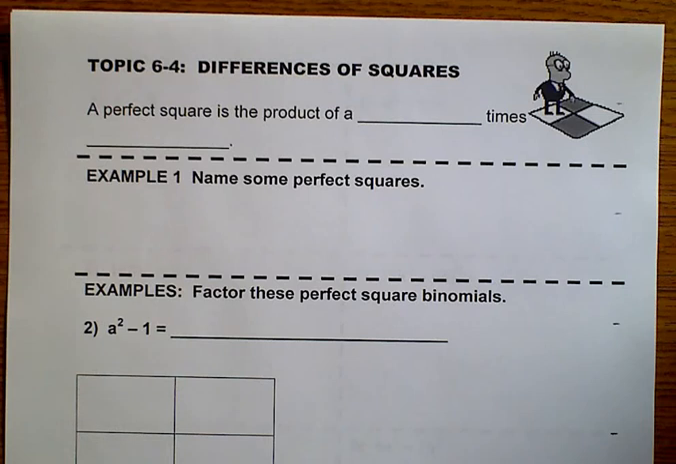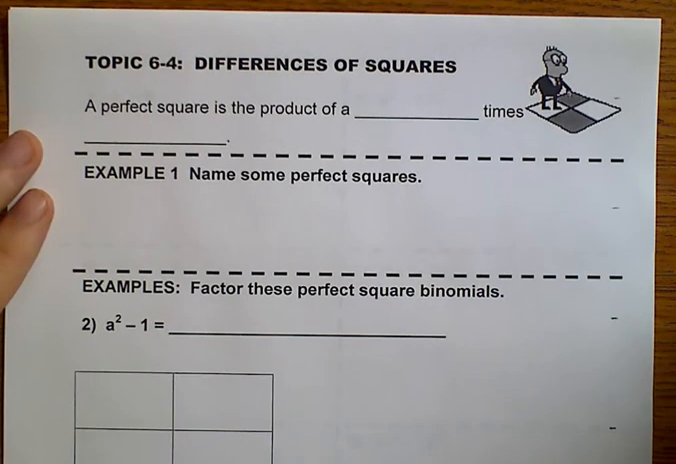Hello, this is Algebra topic 6-4 on the differences of squares. So we're going to be factoring, but we're going to be factoring using a rule called the difference of squares. So first let's talk about what a perfect square is.